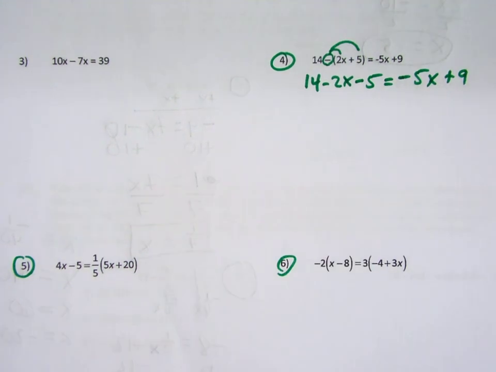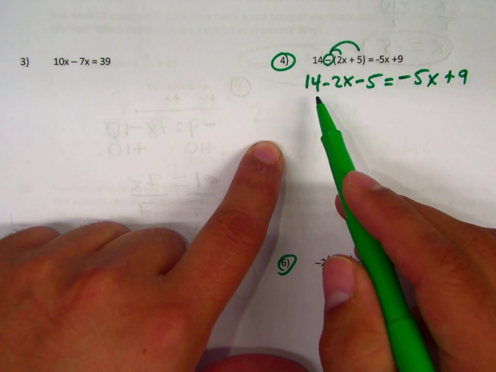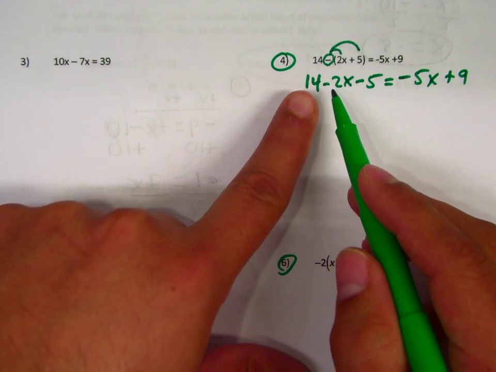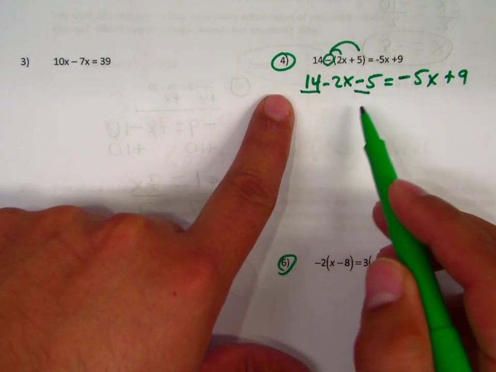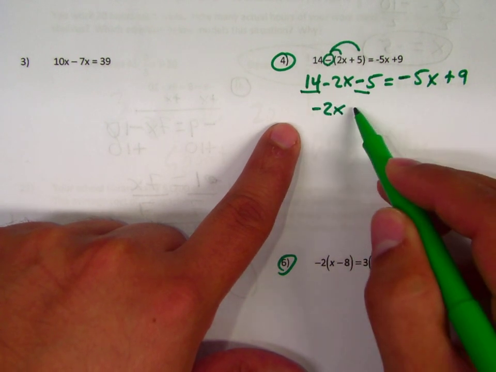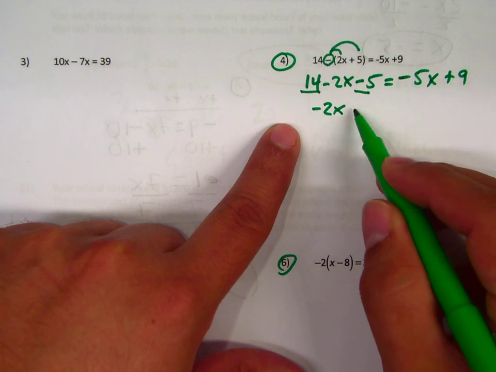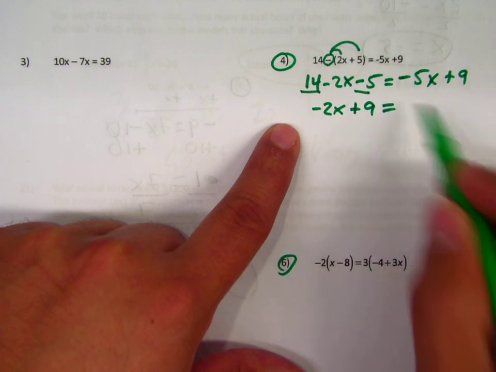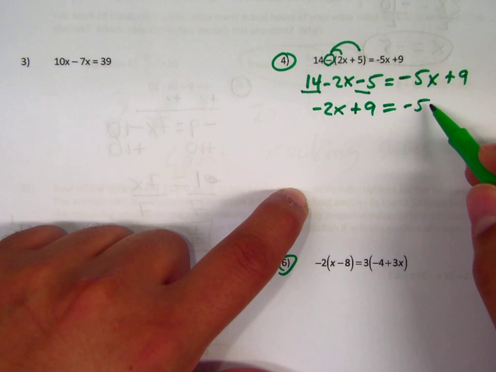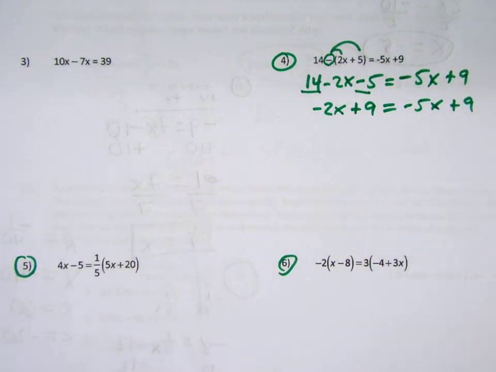let's simplify, like if we can make the left side shorter, can we combine anything? Add 2. 14 and minus 5, what is that? What is it? 14 minus 5? 9. So plus 9, and that's going to equal negative 5x plus 9. Okay, now that we have each side as simple as possible, now we start to move some stuff around.